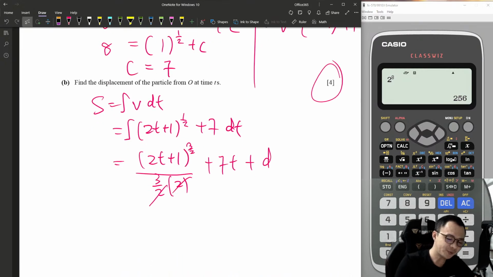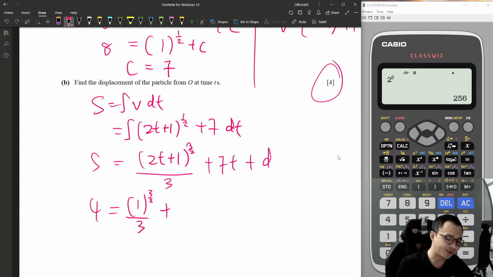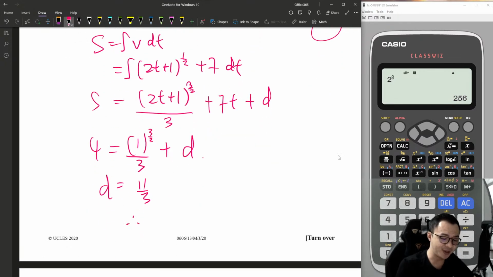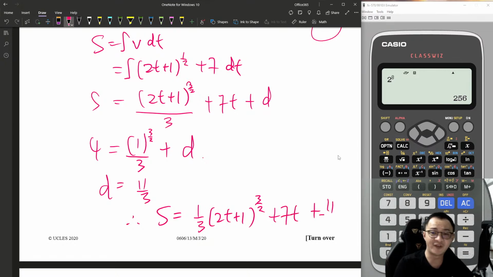Okay? So the bottom is just over 3. So S is here, so 4 equals, time is 0, right? So this is 1 over 3 to the power of 3 over 2, divided by 3, plus 0 is 7. It's 0, it's 0. So this one is 1 over 3, minus 1 over 3 is 11 over 3. So yep, I got the S equation here. S equals, you can write 1 over 3 in front also, power of 3 over 2 plus 7t plus 11 over 3.